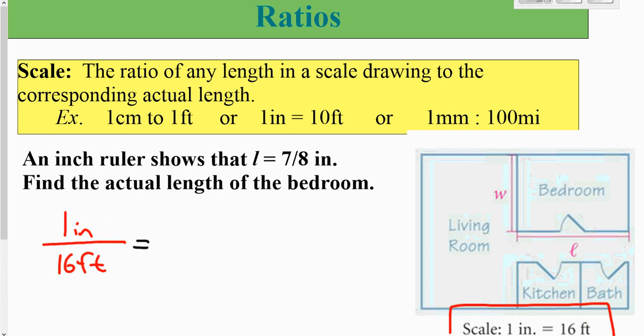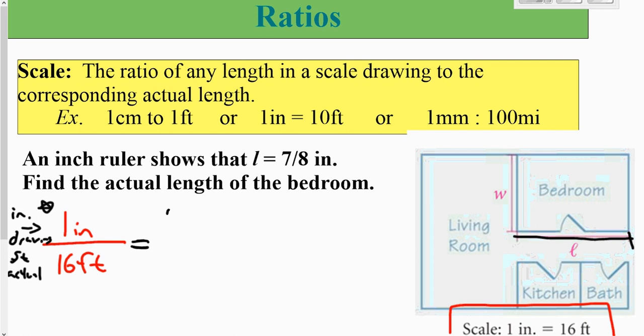Now the key is to make sure we line things up appropriately, just like when we were looking at a relationship. So I know that if this is 1 inch on the top, I want to make sure the top is in inches and it's talking about our drawing. And on the bottom, the 16 feet, this is in feet and it's the actual dimensions. So as I'm setting this equal to, I see on this it says an inch ruler shows that the length equals 7/8. So if I take a ruler and this is equal to 7/8 of an inch on your drawing, okay, again I see over here that my drawing dimensions should be on the top.